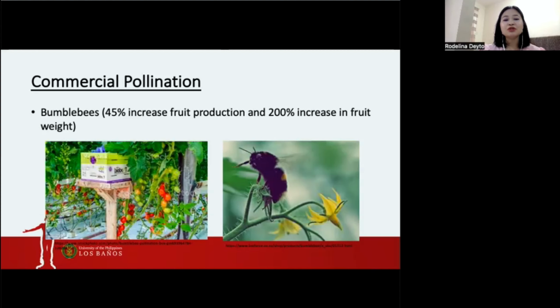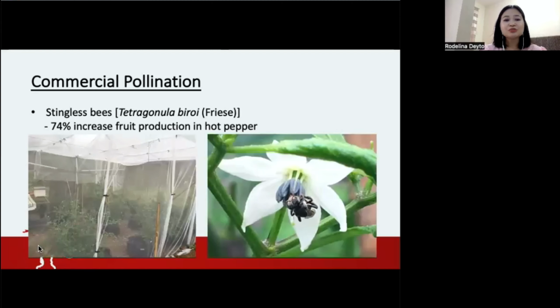The mass rearing of bumblebees has yet to be developed in the Philippines, hence the bees cannot be used in greenhouse pollination of pepper and tomato. An alternative species are the stingless bees, which are native to the Philippines. Stingless bees possess several biological characteristics suitable in commercial pollination. So based from my study, pollination by stingless bees increased fruit production in hot pepper by 74%. The commercial pollination with stingless bees has been practiced in the Philippines on mango.